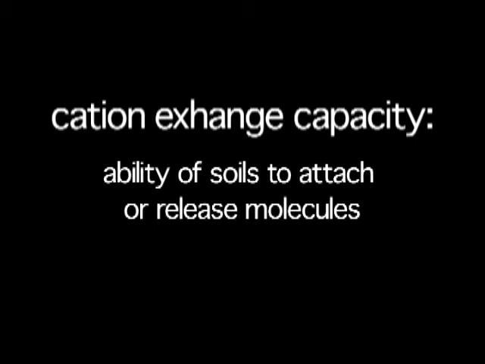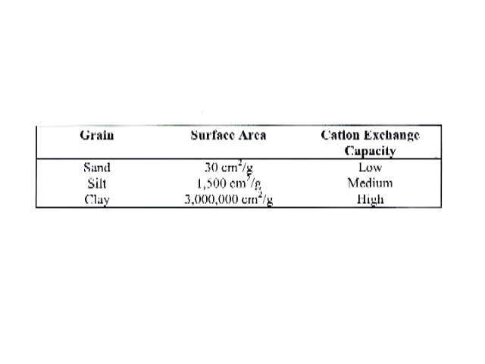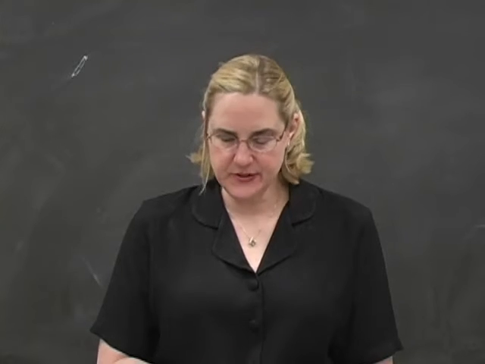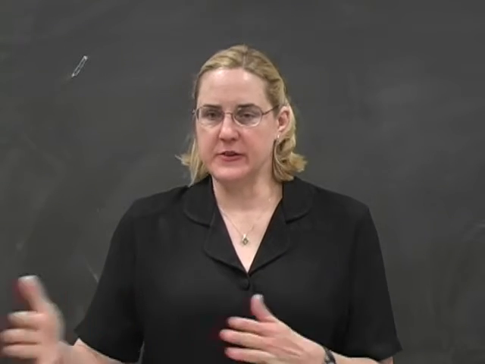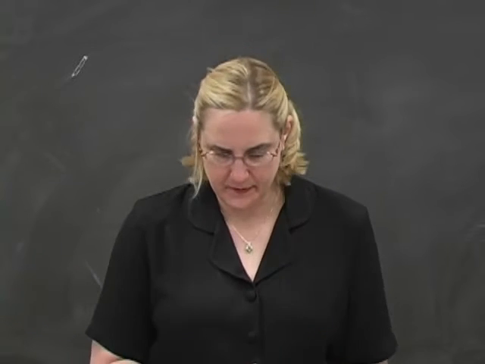Being able to attach molecules or other particles, or release them, is called cation exchange capacity. So sand that has a really low surface area is going to have a really low cation exchange capacity because it doesn't have many sites for things to be held on in the first place, and what's there isn't really going to move too much. On the other hand, clay has an extremely high cation exchange capacity relative to sand. And so there's a lot of surface area for molecules to attach. There's a lot of potential for molecules to be exchanged as water moves through a material.